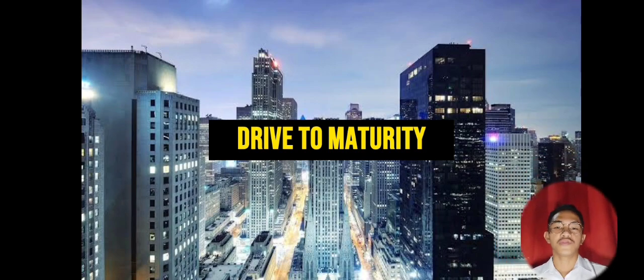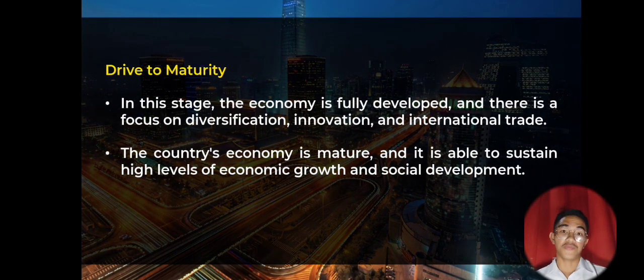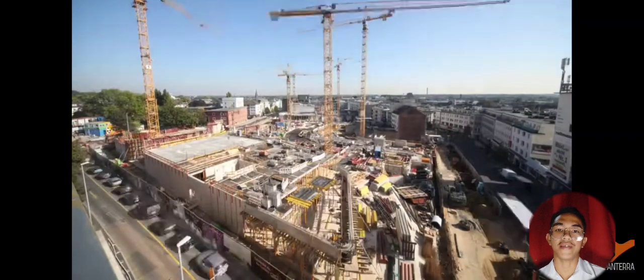Let us now move on to the fourth stage, which is the drive to maturity. The drive to maturity stage takes place over a long period of time as the society experiences levels of self-sustained growth. Allow me to emphasize, an important part of this stage is that society is able to self-sustain this growth, meaning it essentially supports itself and economic growth continues naturally.